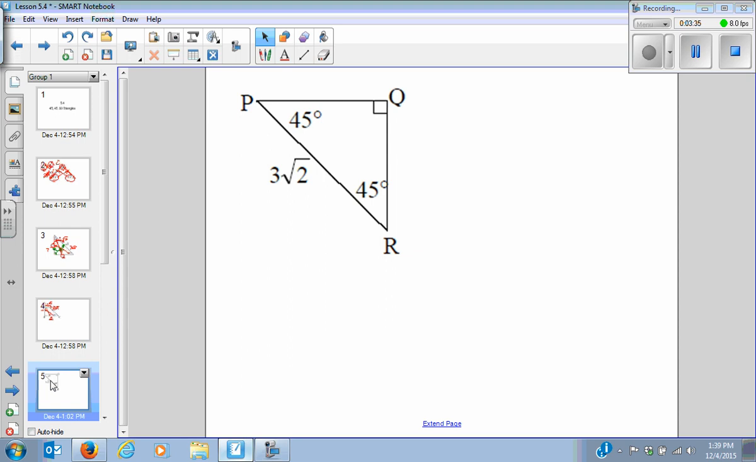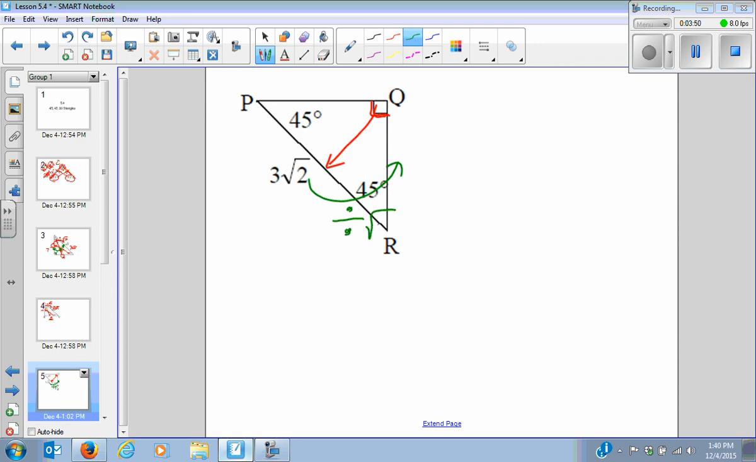Next one. This one's a little bit trickier because they did give me the one across from the 90. So I'm actually going to be going backwards, which I did in green, so I'm trying to keep that for you. And that's going to be dividing by the square root of 2 because I'm kind of going backwards. And also this one I would be dividing by the square root of 2.